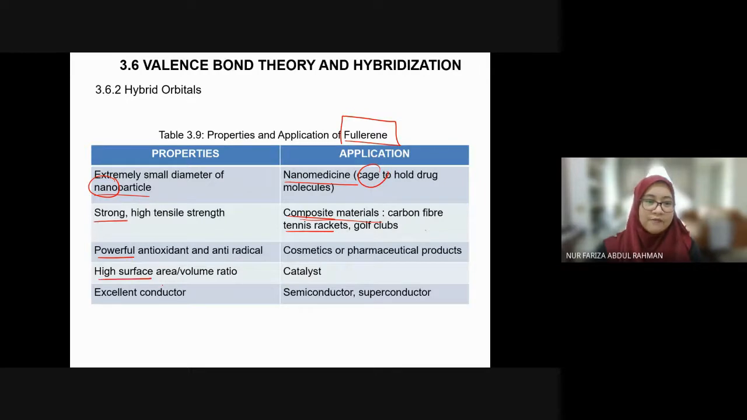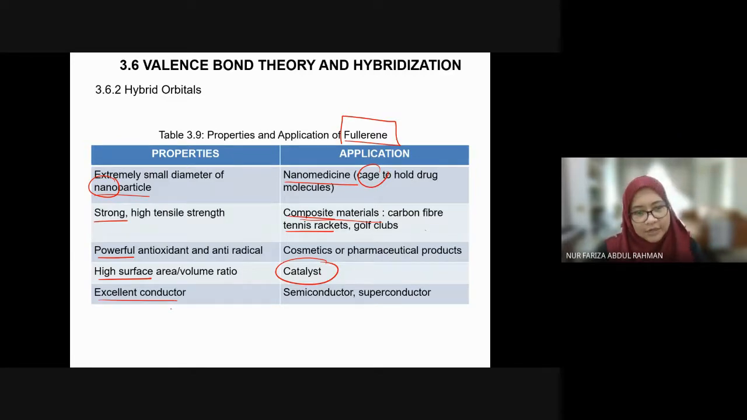Okay, it also has a high surface area or volume ratio. This is good for the production of catalyst. Okay, why? Because it is small. When it is small, the surface area becomes larger. Okay, the surface area becomes larger. So this is very good in terms of electron transfer. Okay, basically to enhance the surface area. For that, the reaction can take place. More reaction can take place. Okay, so that is for catalysis.